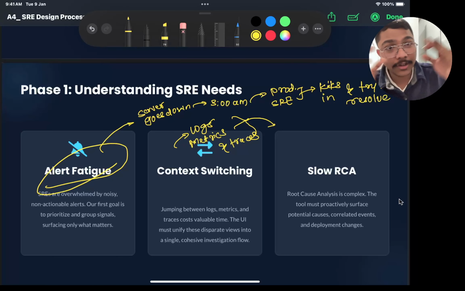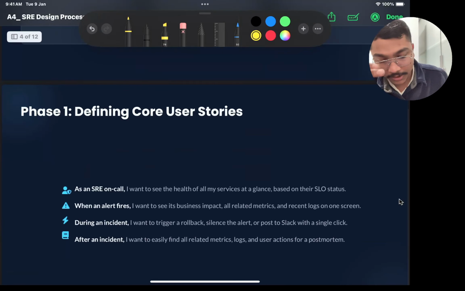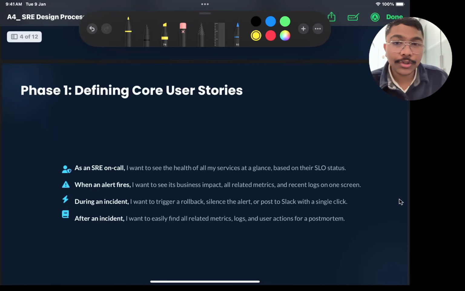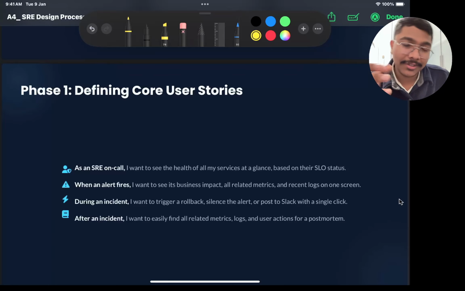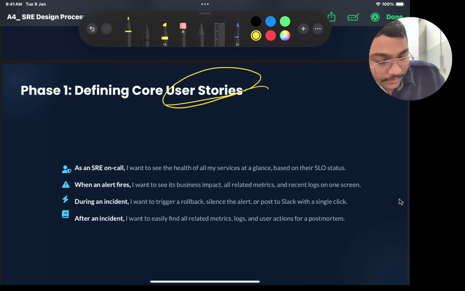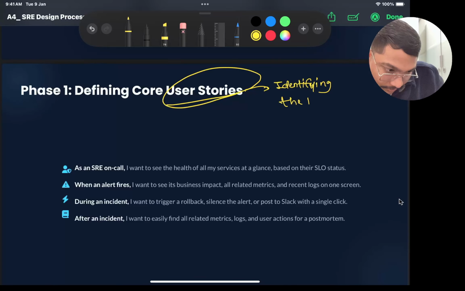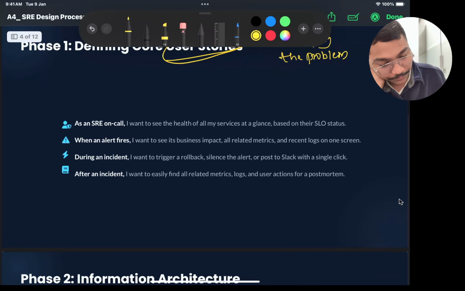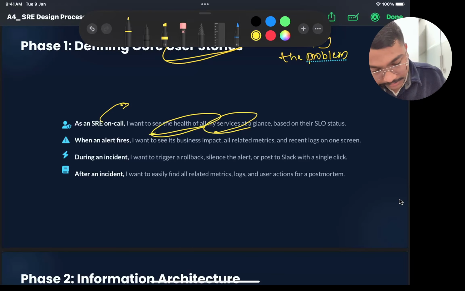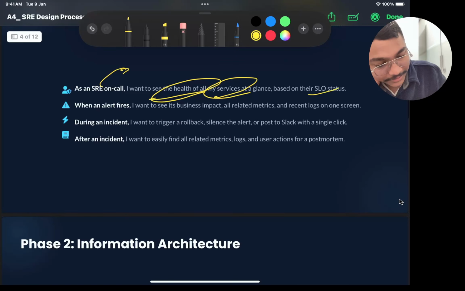Which microservices were affected, which different microservices and parts of my system. That's the whole RCA process. Now defining the core user stories. See, the word user stories just means identifying the problems, at least in our case. So basically an SRE says he wants to see the health of the services and SLO status. SLO status is not that important in our case.